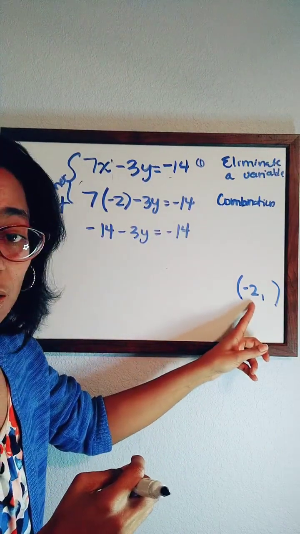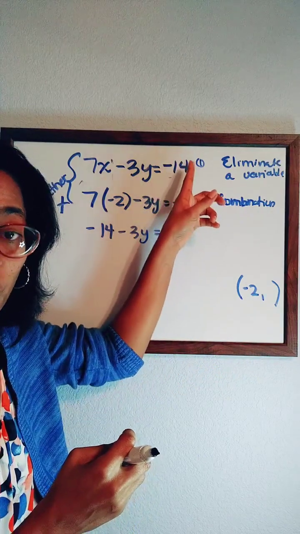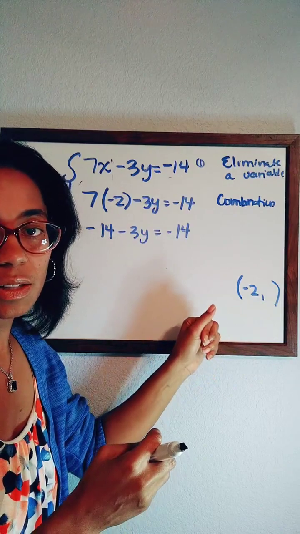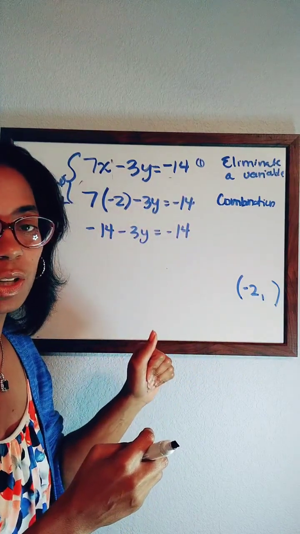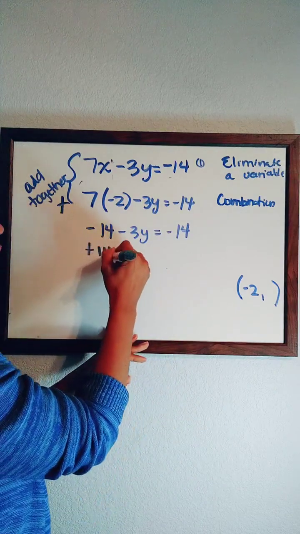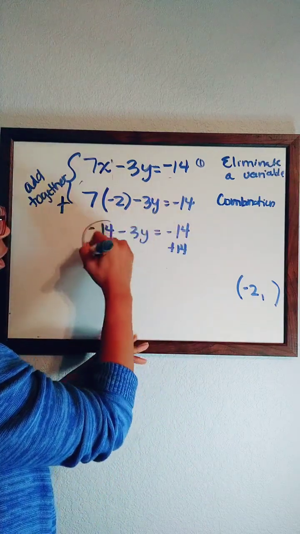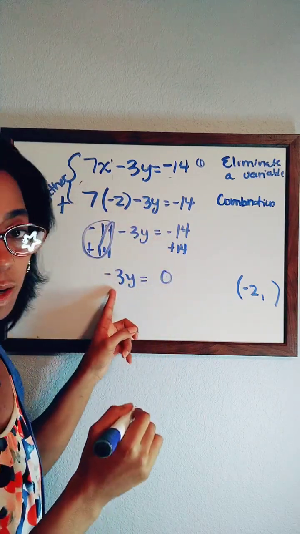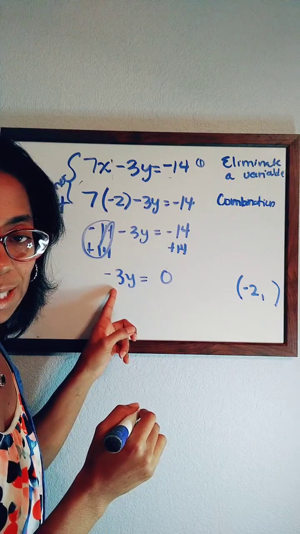Yeah, you have to plug it in. You can do equation 1 or equation 2, as long as you plug it in for x. It doesn't matter what equation you use, because the solution should work for all of them. Add 14, very good. Negative 3y is equal to 0. What do I do right here? My last step.